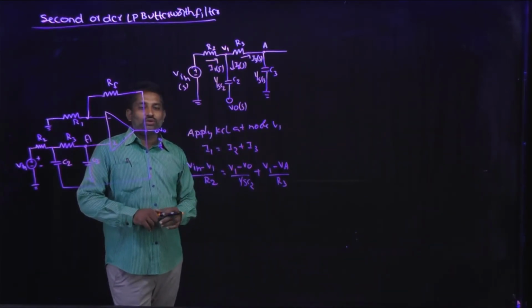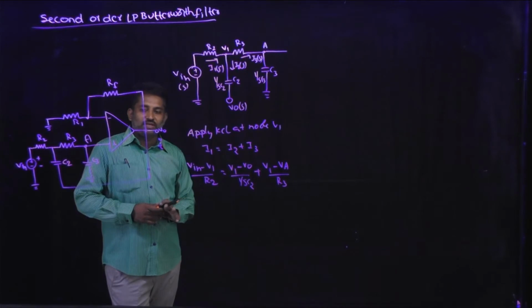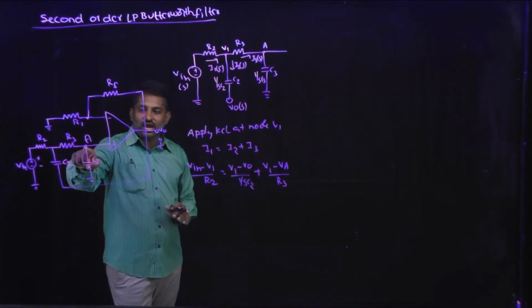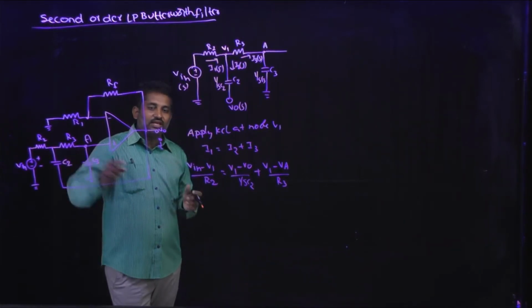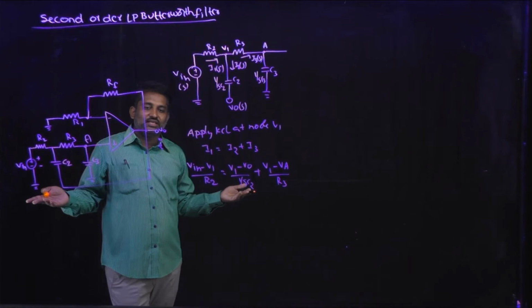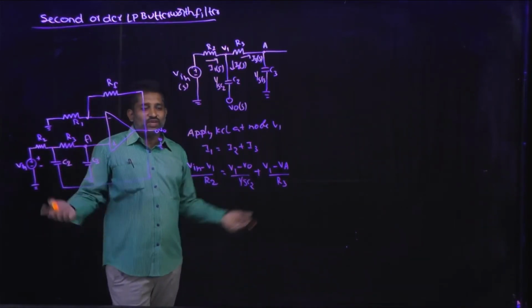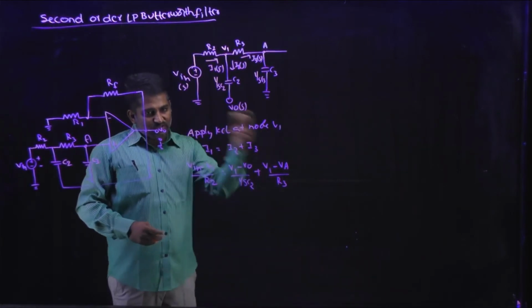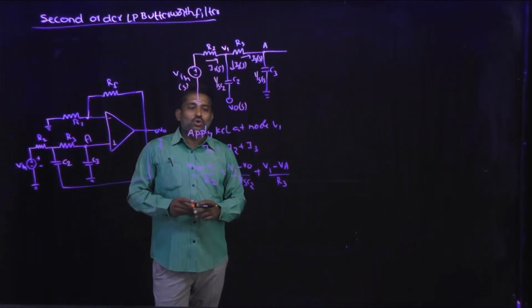What we require for the calculation of the output voltage of the second order low pass Butterworth filter is, first of all, to calculate the voltage at node A. Once we know the voltage at node A, it is easy to calculate V0, which is equal to (1 plus RF by R1) into VA. So from this expression, first I want to calculate the voltage at node A.